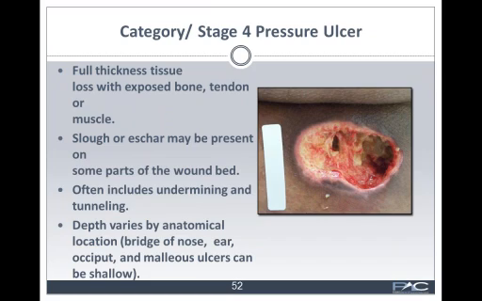All right, stage 4 is a full thickness tissue loss with exposed bone, tendon, or muscle. Slough or eschar may also be present on some parts of the wound bed. It often includes undermining and tunneling with a stage 4. And depths may vary. You don't just want to judge it because of the depth. You may have one perhaps on the back of the ear that was related to oxygen tubing, and that does not require very much depth to be coded as a stage 4 ulcer. So that's what you need to be looking at. Is there a full thickness of tissue loss, exposing bone, tendon, or muscle?